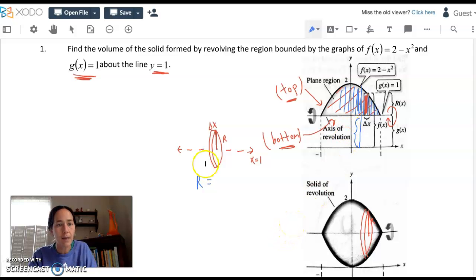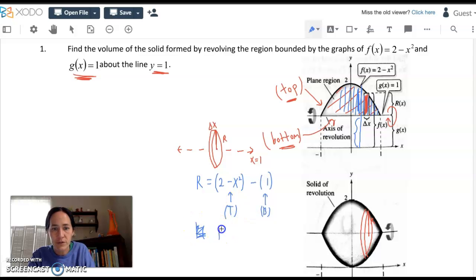So use the top minus bottom principle. The function bounding the region from the top in terms of x is 2 minus x squared. The function bounding the region from the bottom is just the straight horizontal line, y equals 1. So you'll have top, I'll write t for top, minus b for bottom, like that. And that can be simplified. The radius is going to equal, in terms of x, negative x squared plus 2 minus 1, so plus 1.